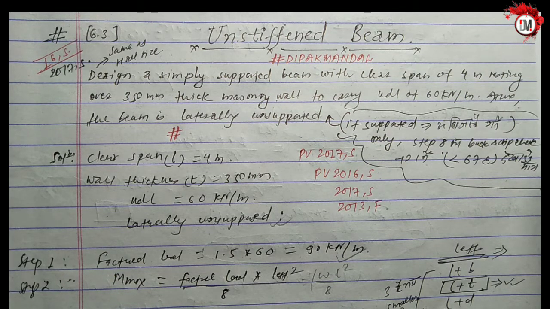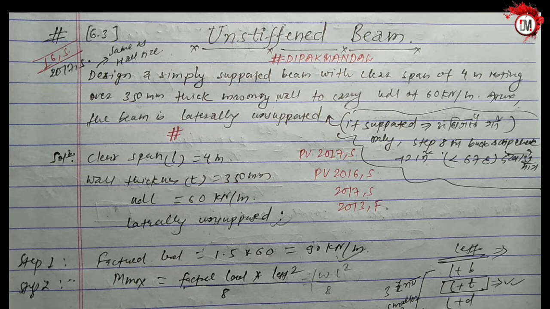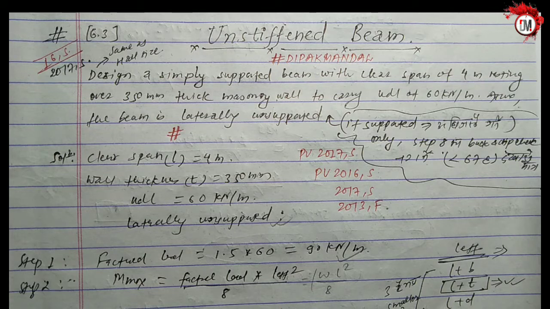Here we put the value of factored load W as 90 and L effective as 4.35, so M maximum equals W L effective squared by 8. The value of M maximum comes to 212.87 kilonewton meter. Now we have to calculate V maximum, that is the maximum shear force.